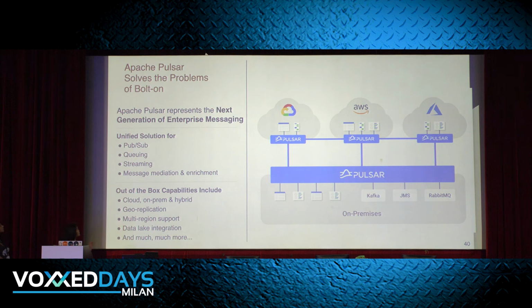So this is just a summary. Again, Pulsar represents the next generation of enterprise messaging, and it's a unified solution for pub/sub. You can also do queuing, and I'll quickly show you how. If you want to turn it into a message queue, on the subscription side you can use the exclusive subscription, and that turns Pulsar into a message queue for you. And then there's also the streaming part, obviously. And the message mediation and enrichment part you can do using Pulsar Functions.